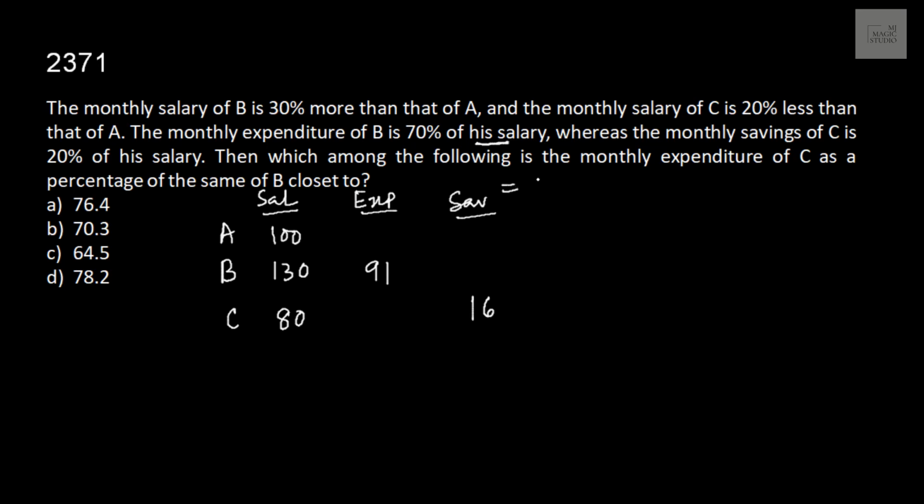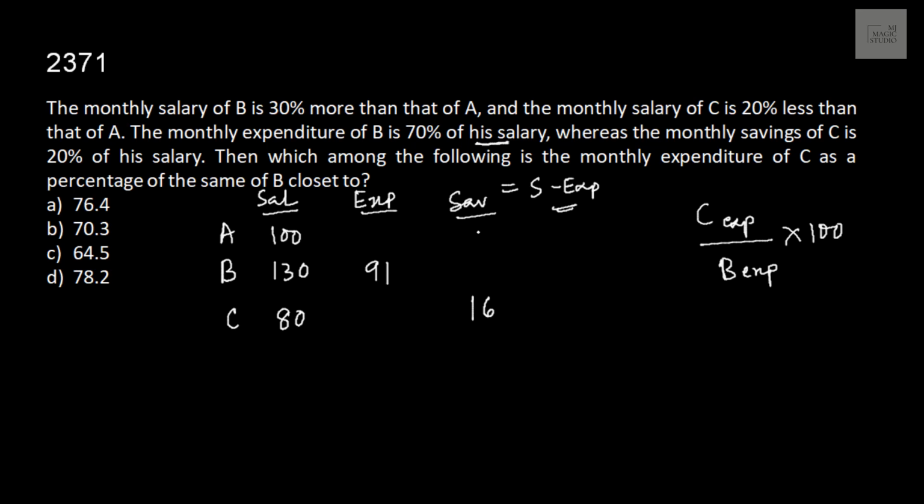Now we know that savings is equal to salary minus expenditure if nothing more is given. Then which among the following is the monthly expenditure of C? We need the monthly expenditure of C as a percentage of the same of B, that is, monthly expenditure of C divided by monthly expenditure of B into 100. This is what we are looking out for.